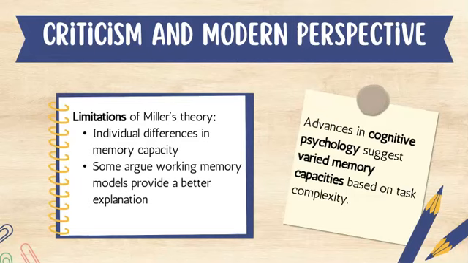Miller's theory provided an essential foundation for understanding short-term memory, but modern cognitive psychology has built upon and refined these ideas. One major critique is that memory capacity is not fixed. It varies between individuals based on factors like age, expertise, and prior knowledge. Furthermore, some researchers argue that working memory is more complex than simple number limits.